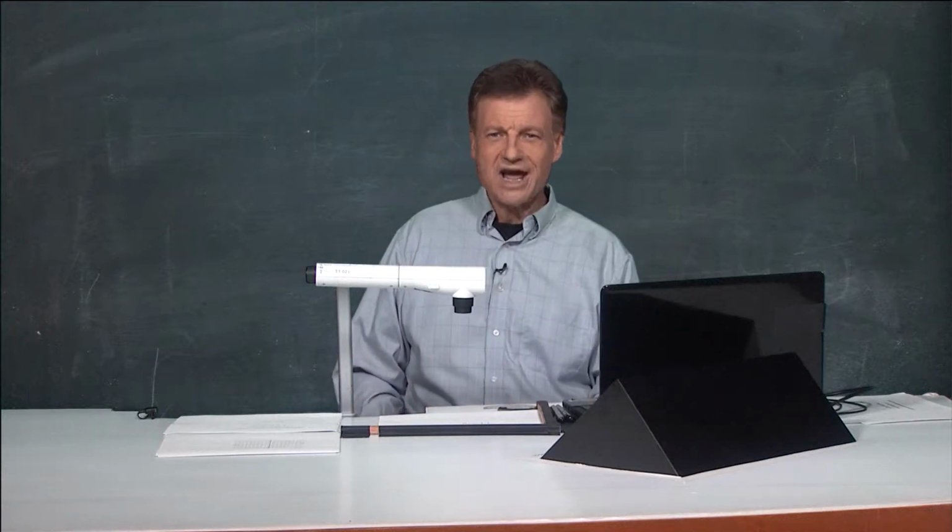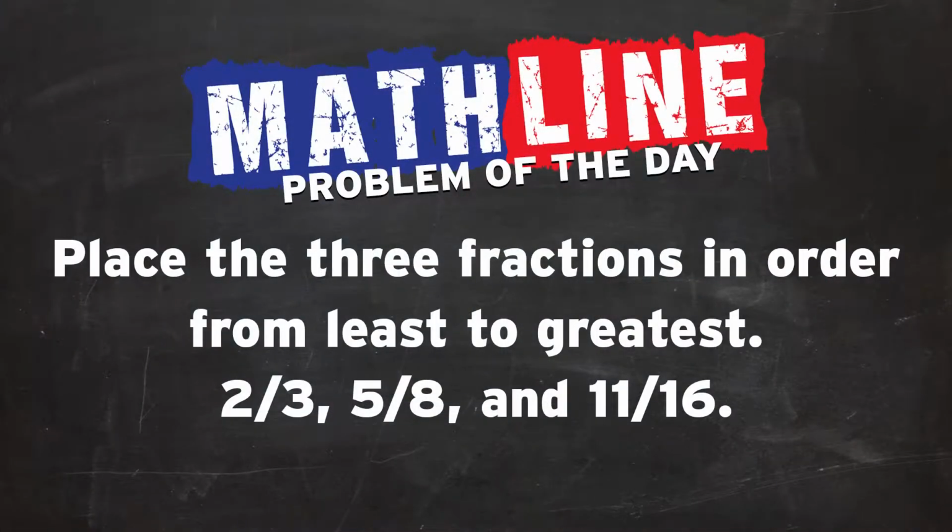Let's take a look at our problem of the day. It says place the three fractions in order from least to the greatest. We've got 2/3, we have 5/8, and we have 11/16. Now notice they're all less than 1. Again, we're going to place these three fractions in order from least to greatest: 2/3, 5/8, and 11/16.